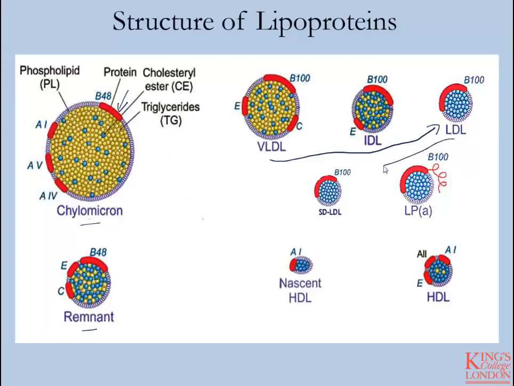LDL also, if it's not removed from circulation by the liver, can be further delipidated and compacted into the small dense LDL, which is a very atherogenic particle. And as well, the ApoB100 moiety can be modified with additional protein tags, producing lipoprotein A, which is a derivative of LDL. And then finally you have the HDL particles, the nascent HDL particle, which is lipid poor, and the HDL particle, which is much more lipid rich, containing high amounts of cholesterol as well as some triglyceride.